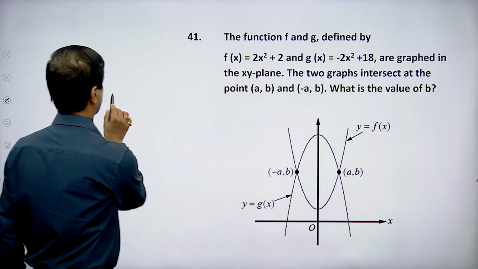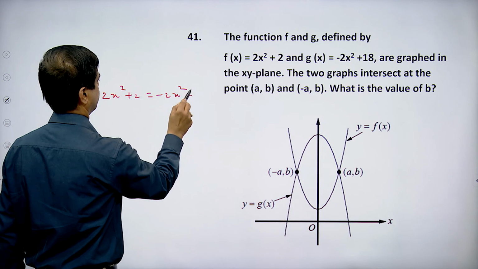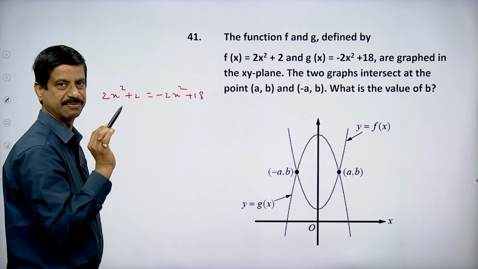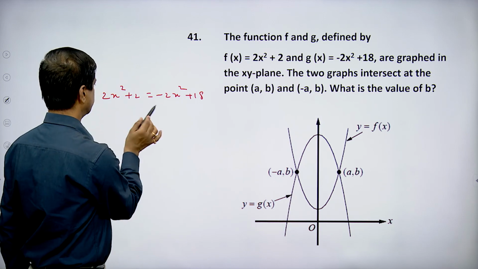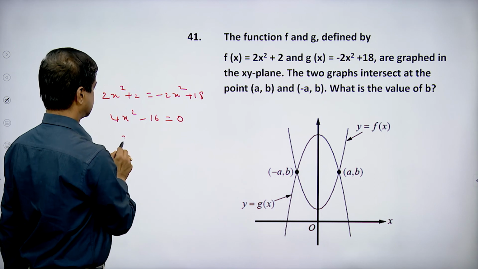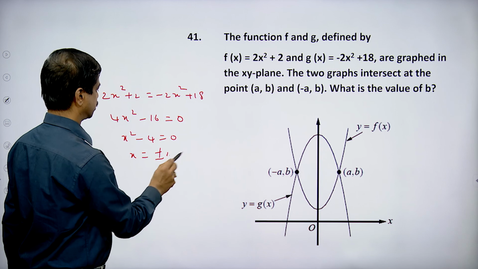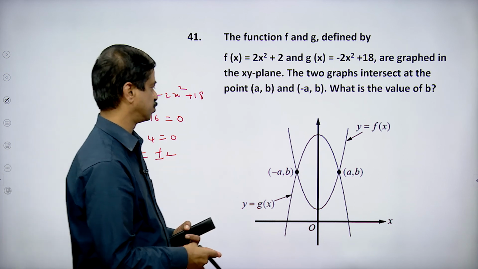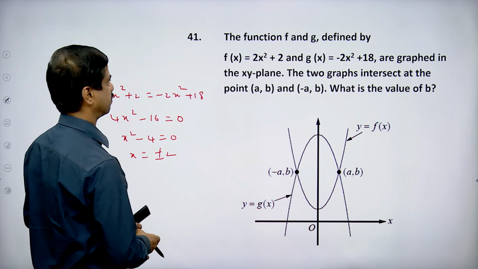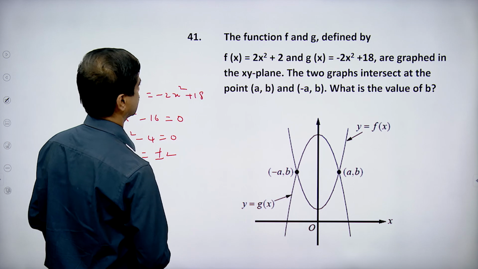So 2x square plus 2 equal to minus 2x square plus 18. At the point of intersection, these two curves should have the same y value. So 4x square minus 16 is 0, x square minus 4 is 0, x is plus or minus 2. So a is equal to 2 we got. Now we should get the value of y. Put x as minus 2 or plus 2, it doesn't matter.